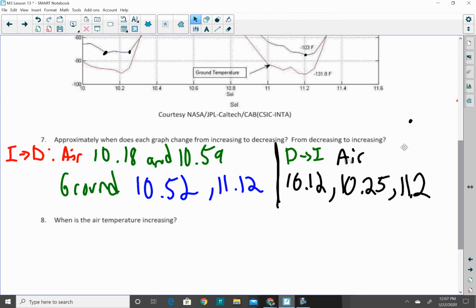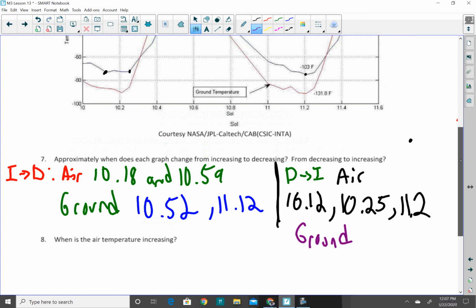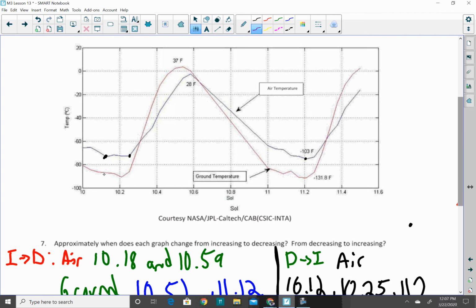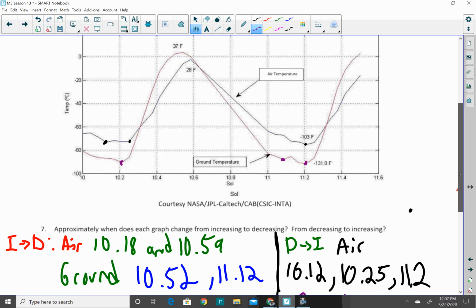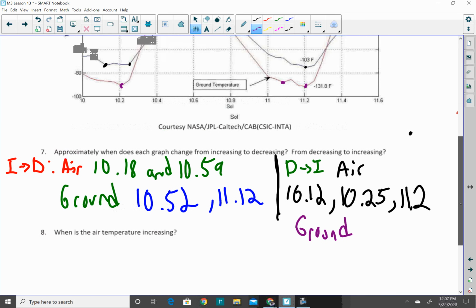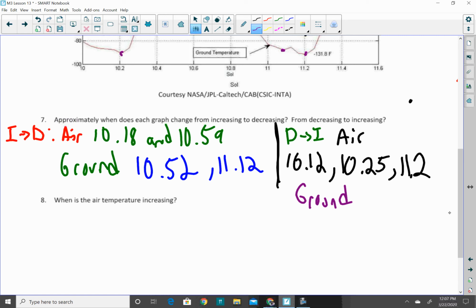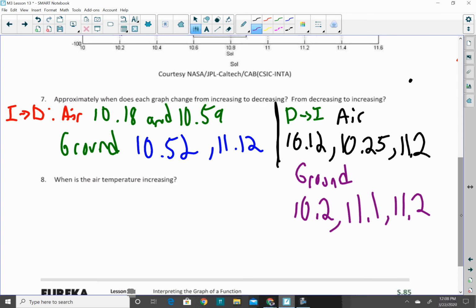There we go. Sorry about that. And then we'll do the ground in purple. So where's the ground going from decreasing to increasing? Well, right here I can see, right about there. Where else? Right here. And I think there's a third spot, right about there. Same spot as that one. Although the air, very similar location. Those are at 10.2, 11.1, 11.2 Sol.